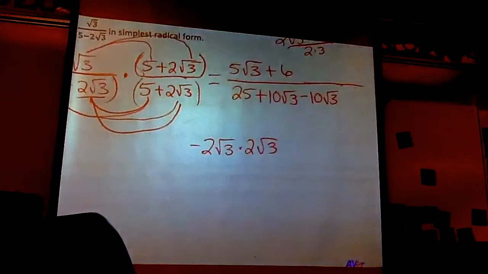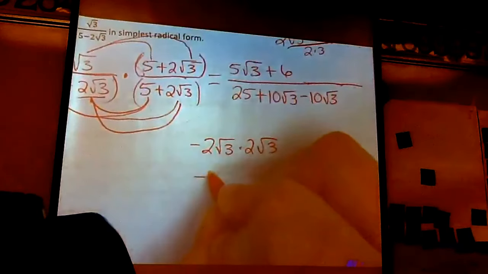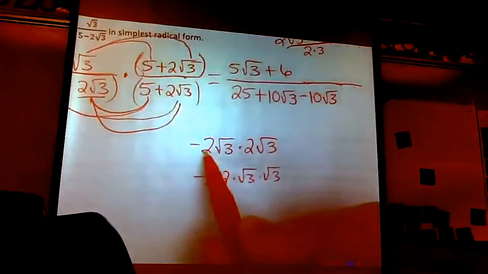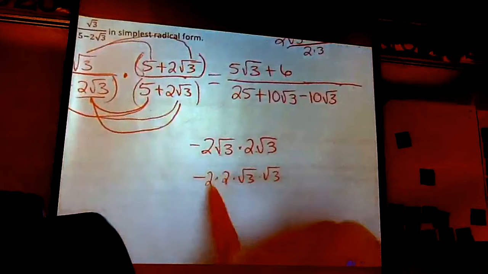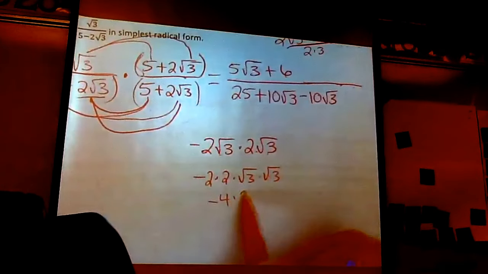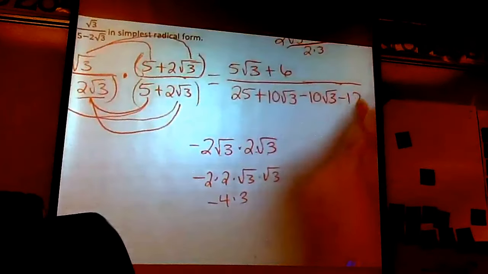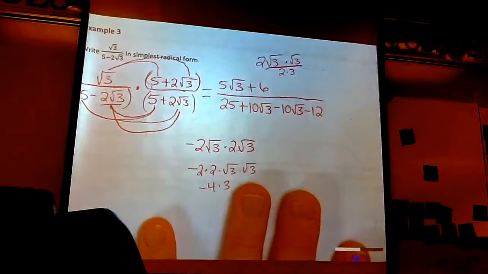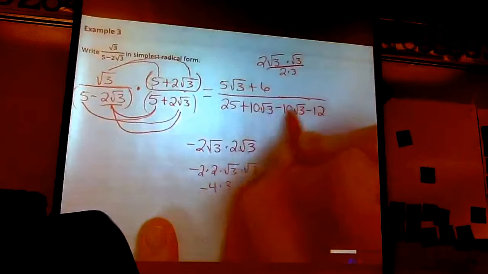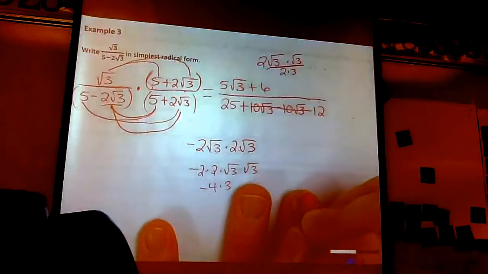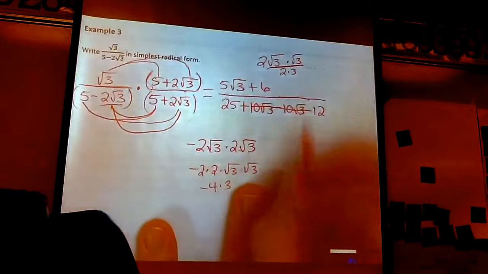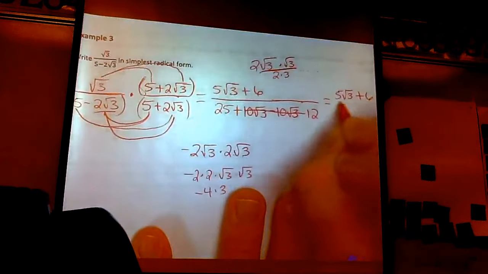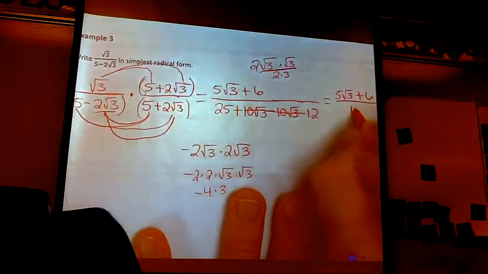Remember, multiplication order doesn't matter, so I can rearrange these. It's negative 2 times 2 times square root of 3 times square root of 3. Just multiply these and multiply these. Negative 4 times 3, which is negative 12. Look what happened on the bottom. Change the negatives. That middle term cancels out, and so there's no more radical on the bottom. 25 minus 12, which is 13. We got 5 square root of 3 plus 6 over 25 minus 12, which is 13.